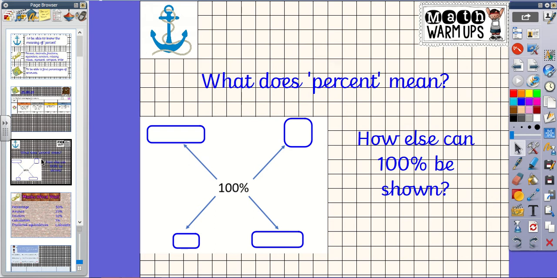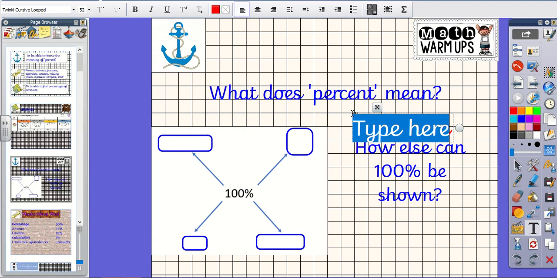What does percent mean? I want you to just pause this video here a moment, jot down what you think percent means, and then come back when you are ready. Your answer to what does percent mean will link with this next question here. How else can 100% be shown? So you should have got that percent means out of 100.